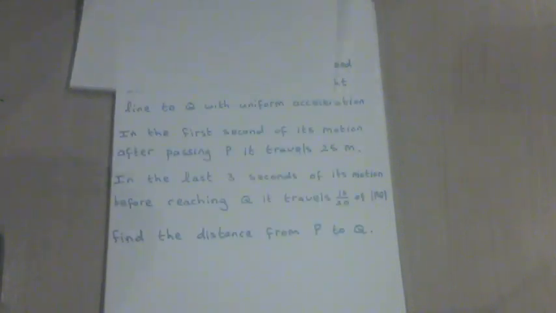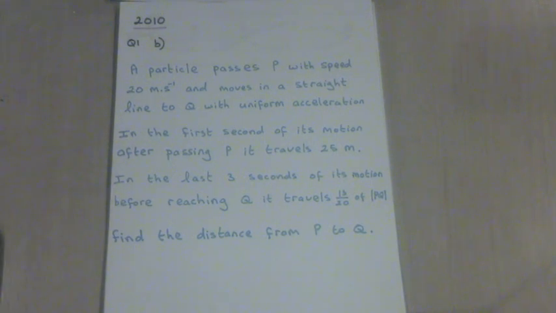Here we're going to look at a Leaving Cert Applied Maths question on the higher level paper, and this came up in 2010, question 1 part B. We're told a particle passes P with speed 20 meters per second and moves in a straight line to Q with uniform acceleration. In the first second of its motion after passing P, it travels 25 meters. In the last 3 seconds of its motion before reaching Q, it travels 13/20 of the distance from P to Q. And we're looking to find the distance from P to Q.